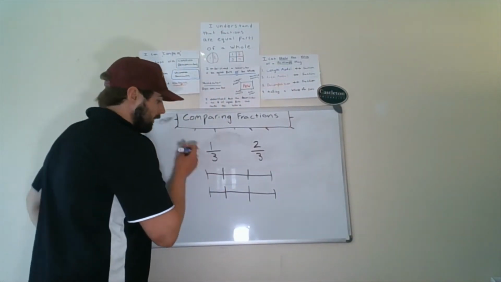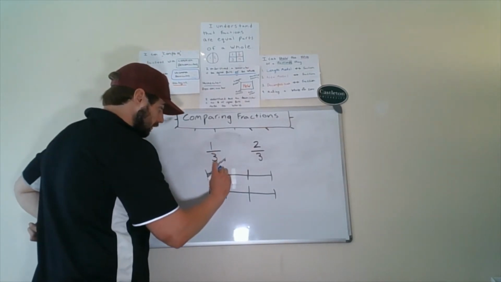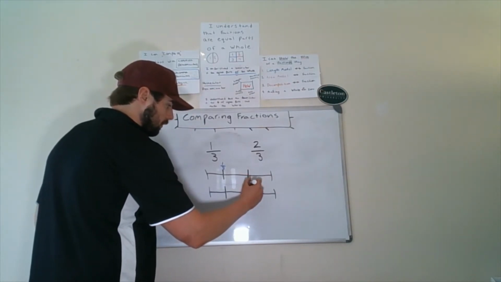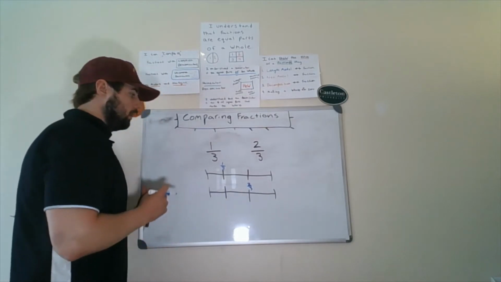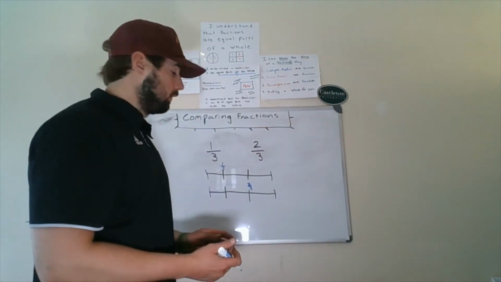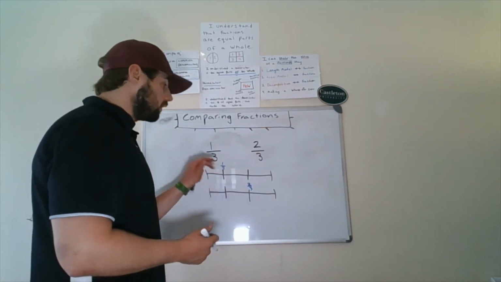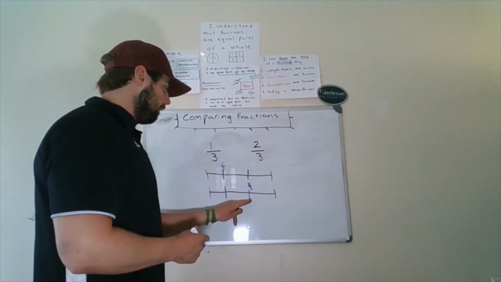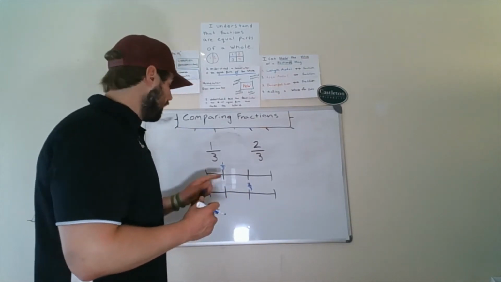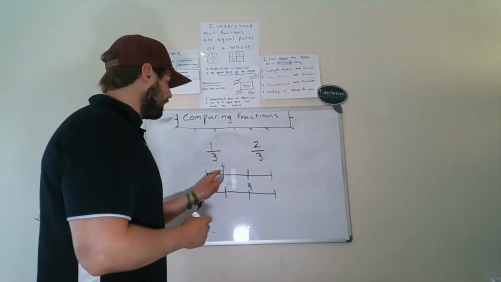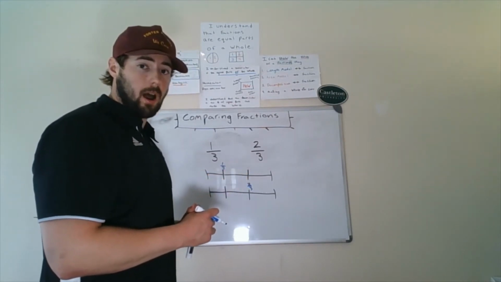We're comparing 1/3 to 2/3. So, we can tell by looking at the length model that 2/3 is certainly greater than 1/3. It is farther on our length model. And 1/3 is less than 2/3. It is not as far on our length model.